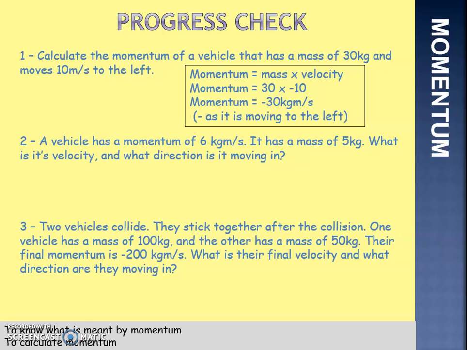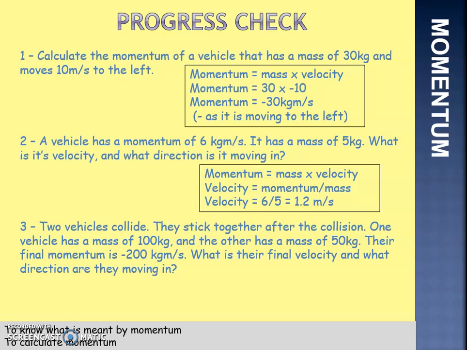The vehicle's got a momentum of 6 kilogram meters per second and a mass of 5 kilograms. What's its velocity and what direction is it? It's momentum divided by mass for velocity. Velocity is 6 divided by 5, giving us 1.2 meters per second. That's a positive value, so it's moving to the right.